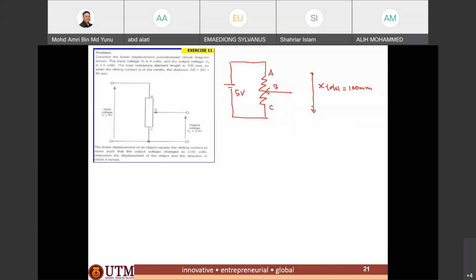And the question is, when the V out is 2.65 volt, what is the displacement? And is it moving up or moving down?